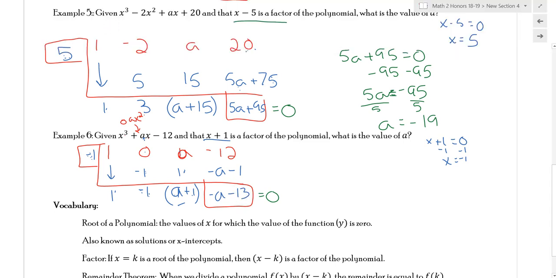We have negative a minus 13 equals 0. We're going to add 13. Now technically there is a negative 1 here, so that's what we're going to divide by. 13 divided by negative 1 is negative 13.